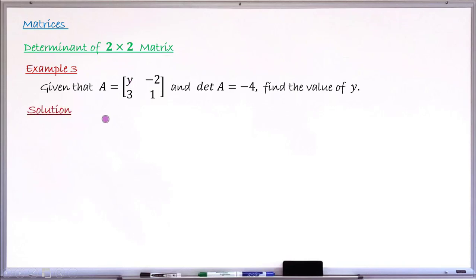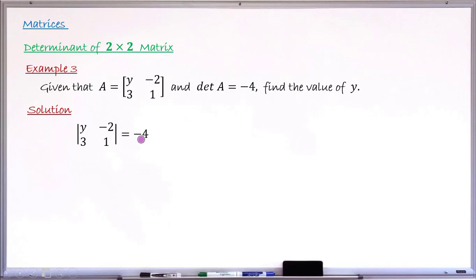Solution to this very problem. Here we have the matrix, and we have the determinant of that very matrix. But in the given matrix, one of the elements is not known. It is the letter y. It is that entry that we are going to find. So let me just copy the given matrix. The determinant of that very matrix is given as minus 4. So you have this matrix with y and minus 2 as the elements in the first row, 3 and 1 in the second. The determinant of that matrix is given in the question as minus 4.